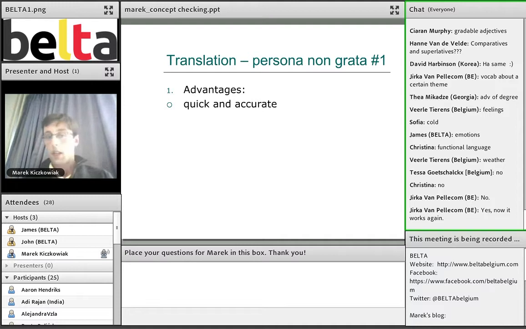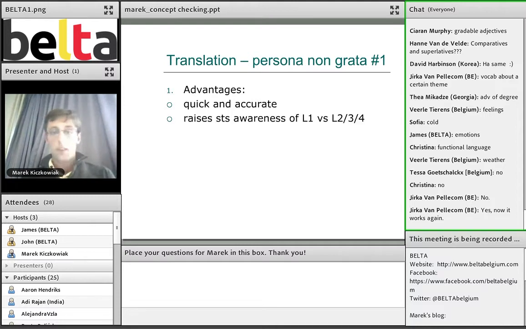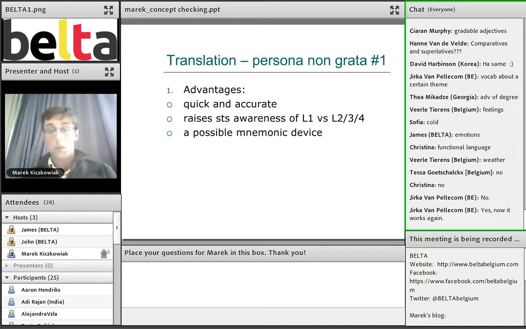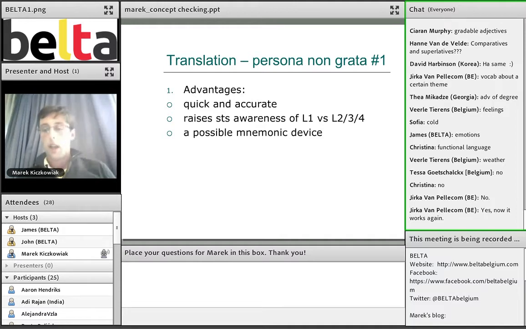Some of the advantages: quick and accurate. Of course, if you know the students' L1, right? And raises students' awareness of L1 versus L2, 3, or 4. And can be a possible mnemonic device. So if you can think that, for example, this word in English, and you're teaching Spanish students, just sounds funny in Spanish, or there is a Spanish word that is very similar. Very often, if the words come from Latin, there'll be a cognate word, and that can be used to remember the words.